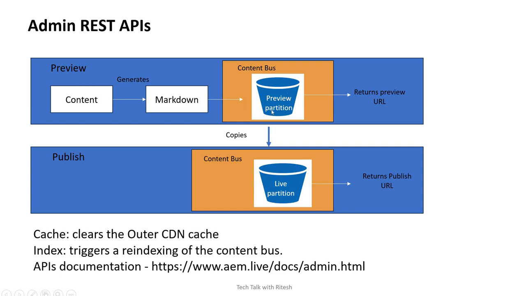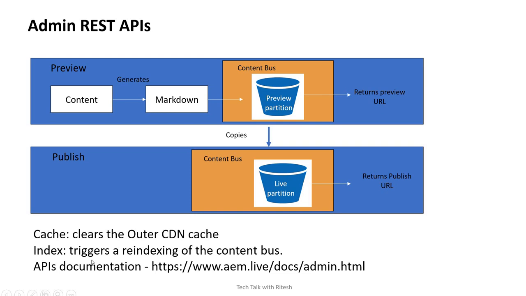Because it's a preview, it's not actually live. So the generated markdown will be put in the preview partition, and a URL will be formed and returned, because for preview also we want to have the URL so that the author can preview the content, right? And once the author actually publishes it, that API just copies the content from the preview partition to the live partition. The markdown is already generated, it's just copying from the preview partition to the live partition, and again the publish URL will be returned.